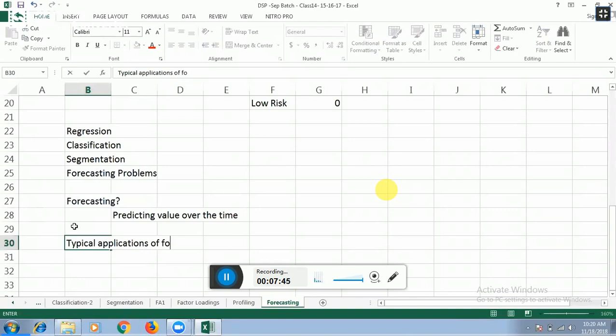Can you tell me what the typical applications of forecasting are? What are the typical applications of forecasting? What does weather forecasting mean? Predicting weather conditions. Okay. Weather forecasting, sales forecasting, procurement forecasting, inventory forecasting.